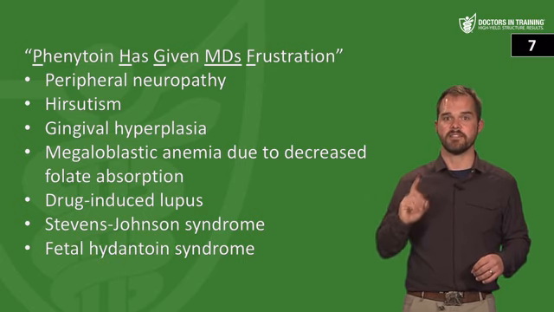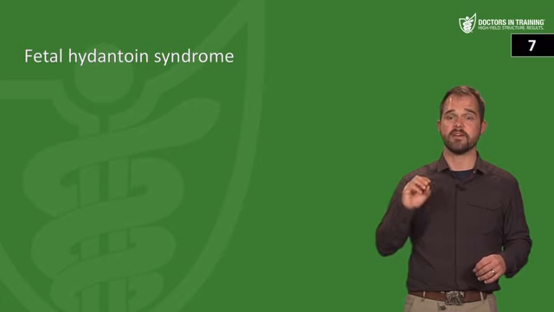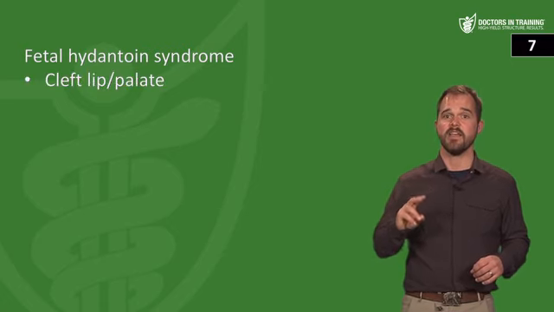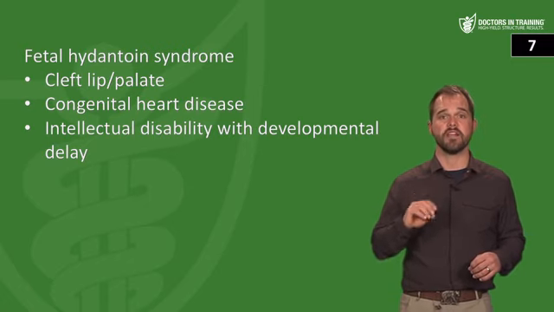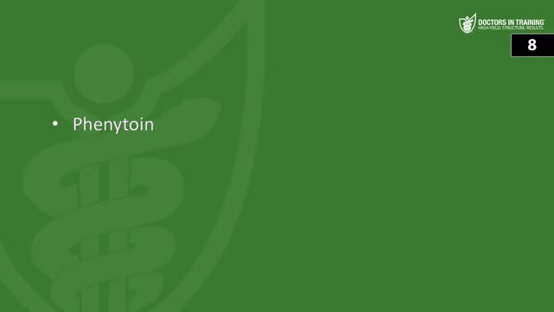So what is fetal hydantoin syndrome? Well, with this you have a cleft lip, a cleft palate, congenital heart disease, and you can have intellectual disability with developmental delay. Next, which anti-epileptics are teratogenic? So this would be phenytoin, carbamazepine, and valproic acid. And valproic acid is especially known for causing spina bifida. Women need to be on even larger amounts of folic acid if they're going to continue to be on one of these anti-seizure medications.